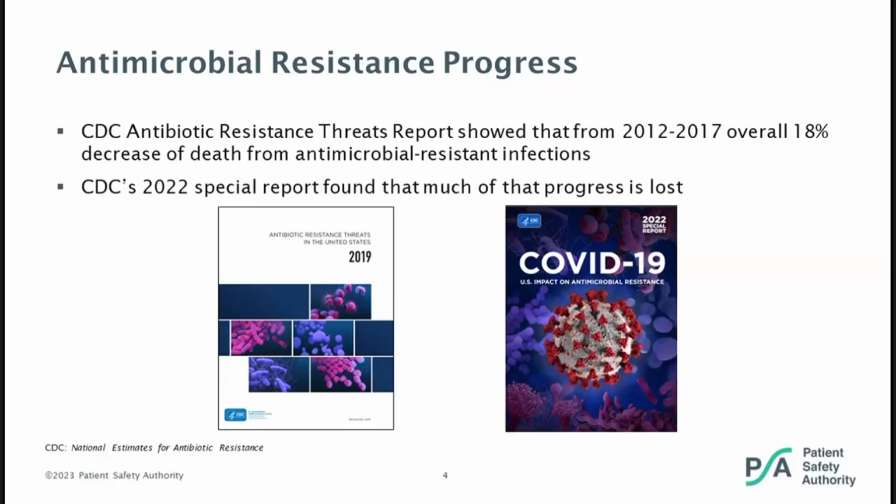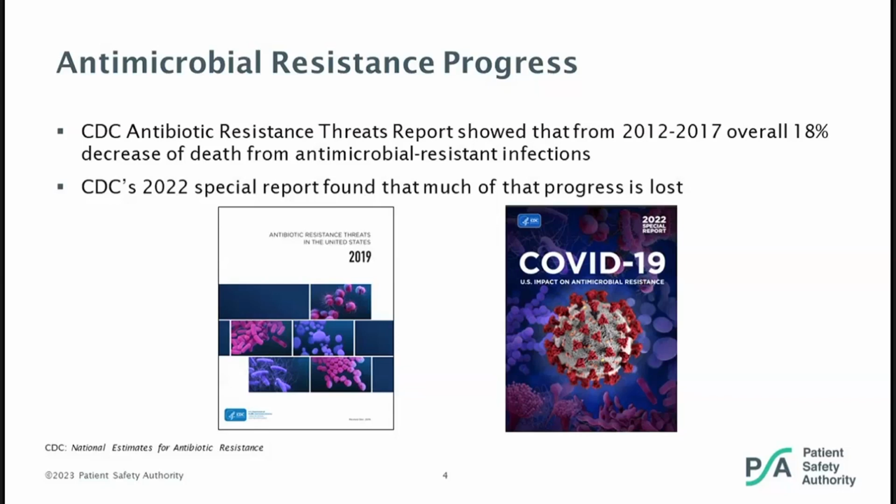The CDC's 2019 Antibiotic Resistance Threats Report showed that dedicated prevention and infection control efforts in the United States reduced deaths from antimicrobial resistant infections by 18% overall and by nearly 30% in hospitals from 2012 to 2017. However, the CDC released a 2022 special report which highlighted the impact of COVID-19 on antimicrobial resistance in the United States. It found that much of that progress was unfortunately lost. This was in large part due to the effects of the pandemic.